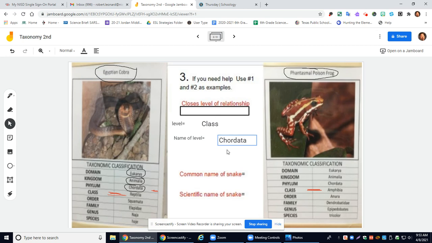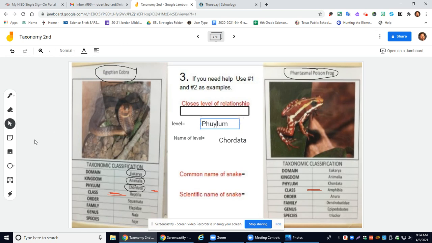Thank you. Wait, Mr. Lennon? Yes. I don't get why you put it in class. Shouldn't it be phylum? Oh, yeah, you're right. Phylum. Okay, so the closest level of relationship is phylum, which is Chordata.